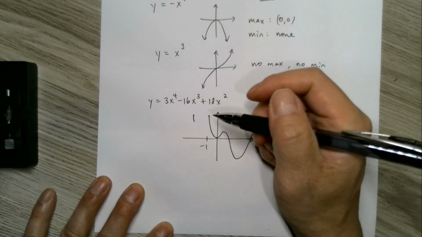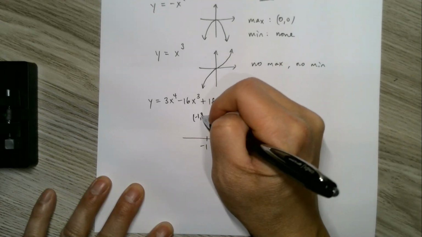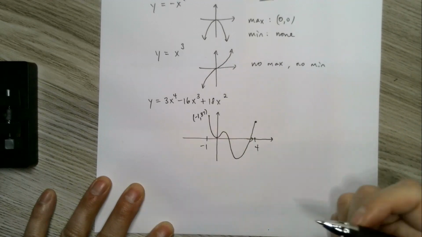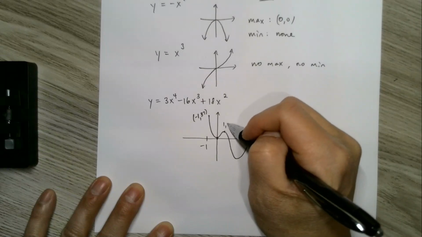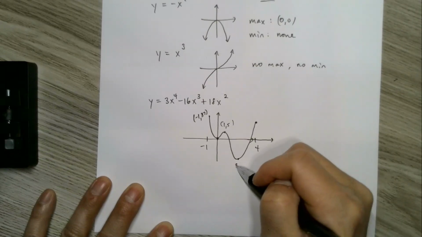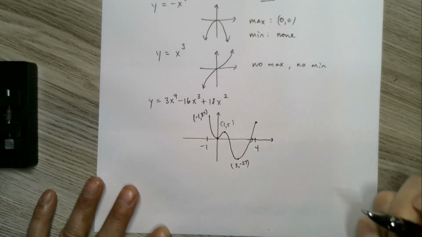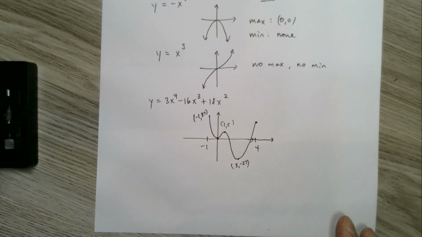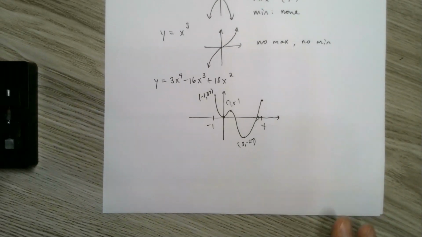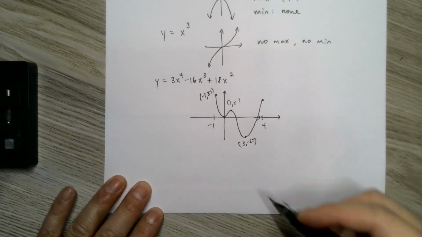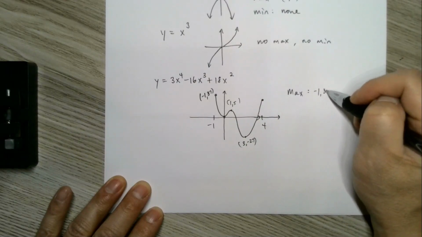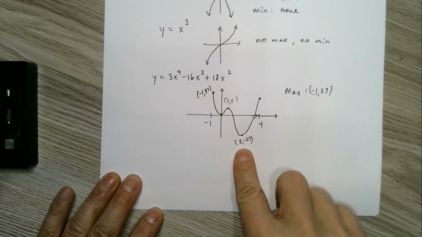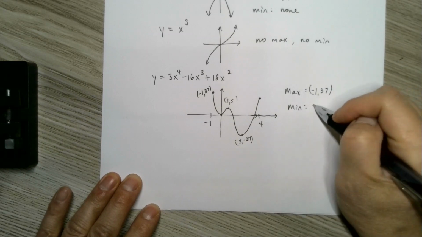Okay, and I've already plotted some of these points. This is (-1, 137), that endpoint right there. This is the origin. This is (1, 5), and this is (3, -27). And the other endpoint is not really important to me right now. So this function, as you can see, does have a max. The max is at (-1, 137), and you can see here there's a min at (3, -27).